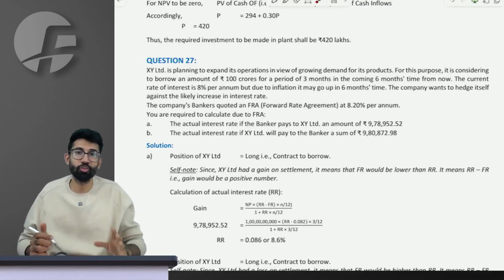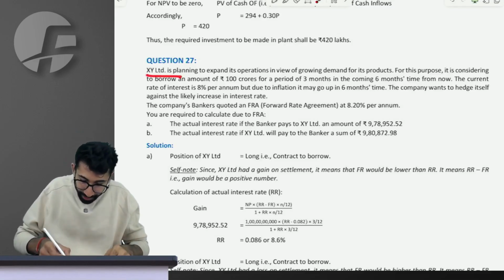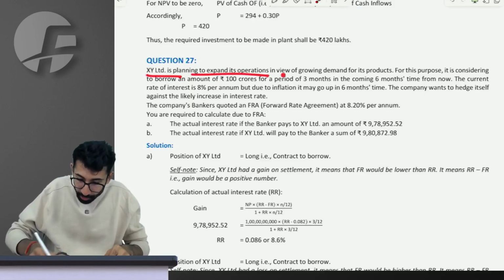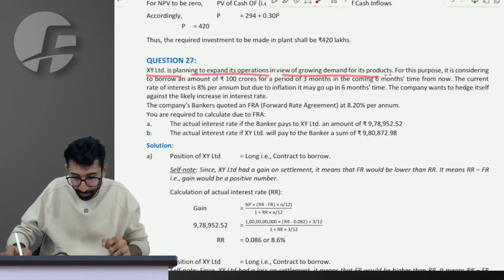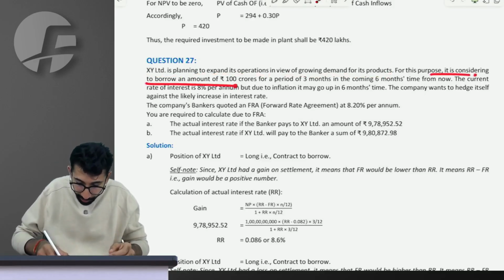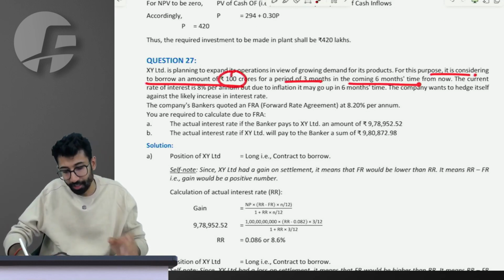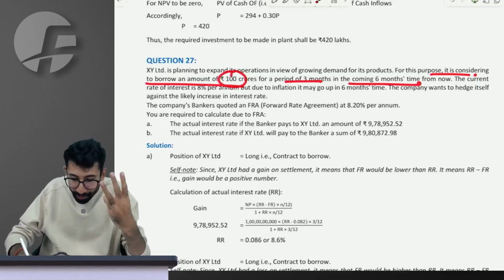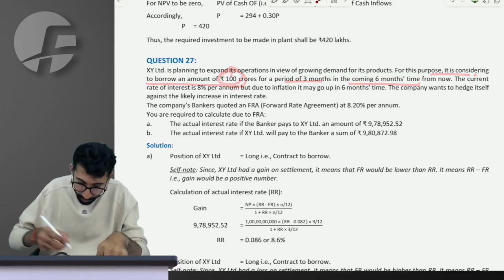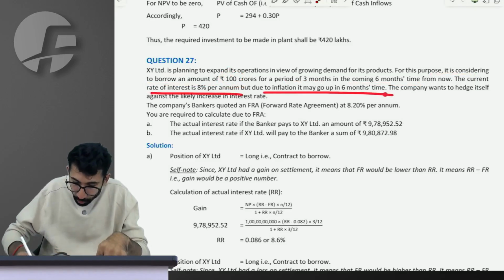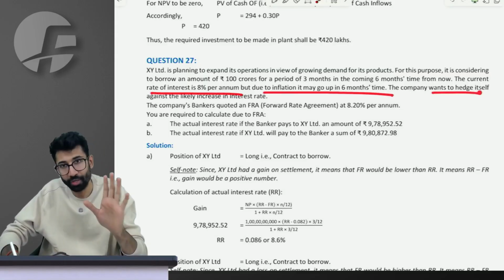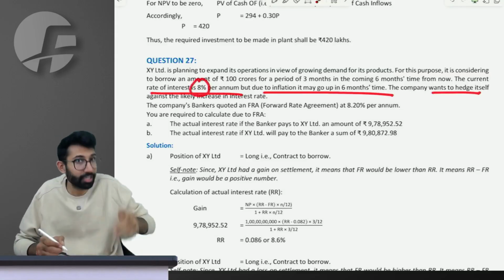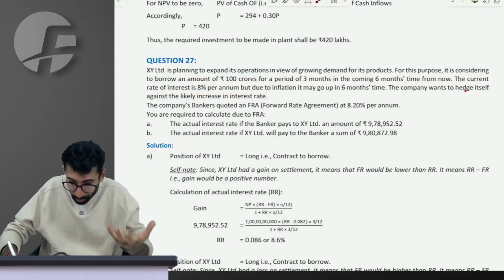I will explain. So come on everyone. XY is planning to expand operations in view of growing demand for its product. For this purpose, it is considering borrowing 100 crore for 3 months in the coming 6 months. So after 6 months, for a period of 3 months, I will borrow 100 crores. Current rate is 8%, due to inflation it may go up. The company wants to hedge. At present the rate is 8, but if it goes up, I'll be at a loss. I want to hedge.